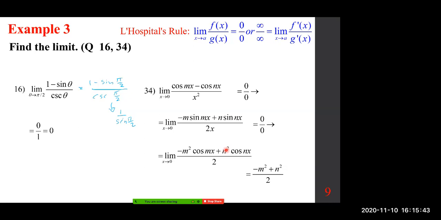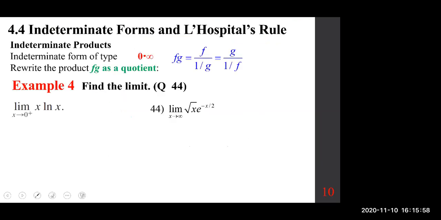So when we have 0 over 0, infinity over infinity, we can use L'Hopital's rule. What if we have 0 times infinity? If it's in the shape of 0 times infinity, we can make it as f over 1 over g, or g over 1 over f, and it either becomes 0 over 0 or infinity over infinity.